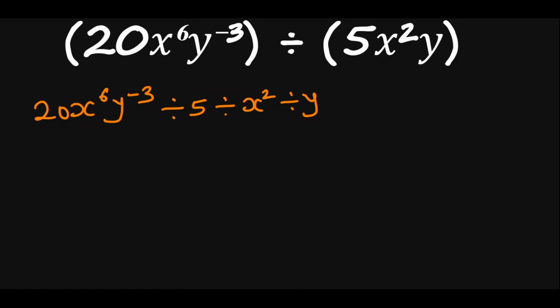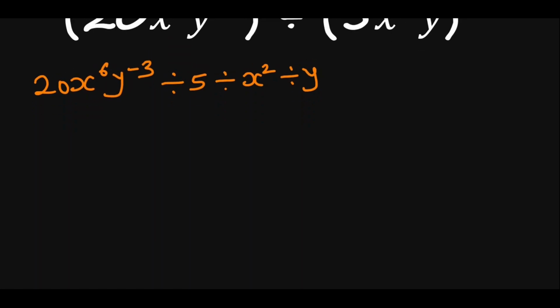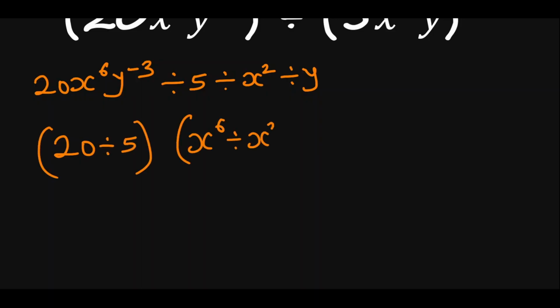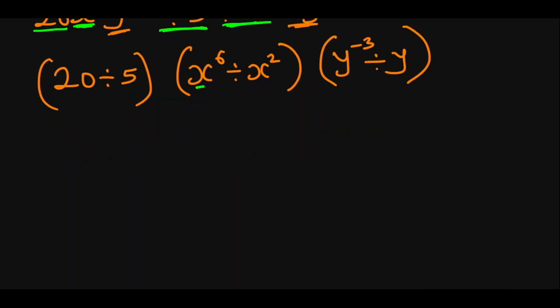Now we can collect like terms in the multiplication family way, and so it becomes 20 divided by 5, x raised to power 6 divided by x raised to power 2. Remember what we are doing, this and this, x raised to power 6 here and x raised to power 2 here. Then for the y raised to power minus 3, which is this, divided by y, which is this. So 20 divided by 5 is 4. X raised to power 6 divided by x raised to power 2, based on the second law, division with same base, that gives us x raised to power 6 minus 2.